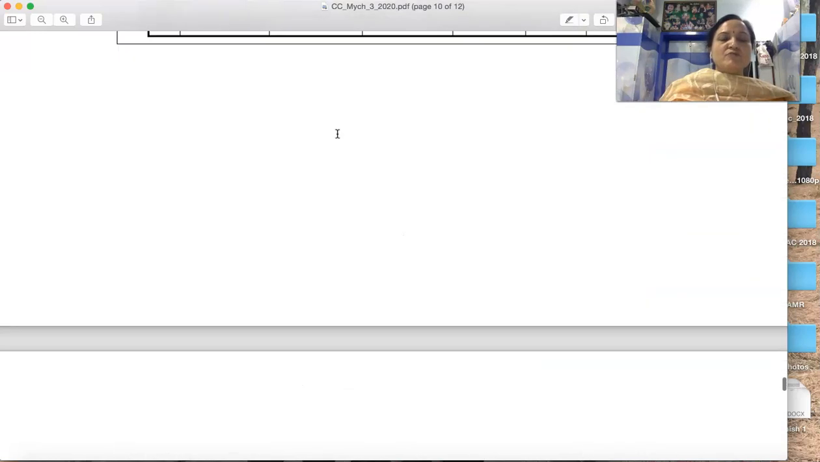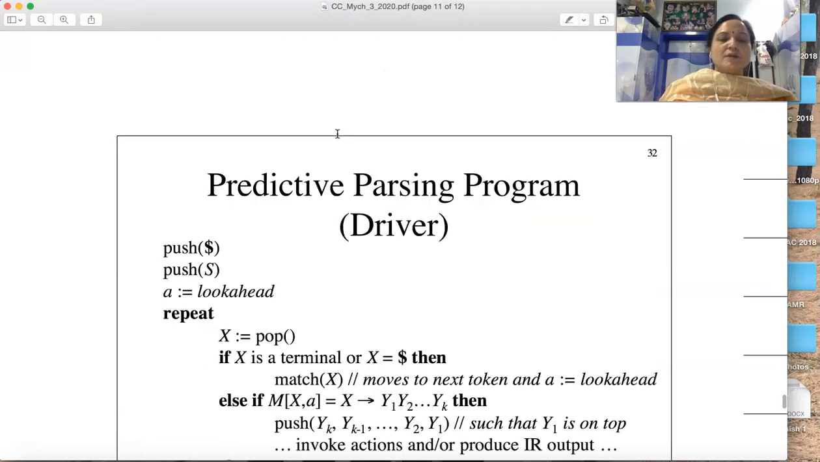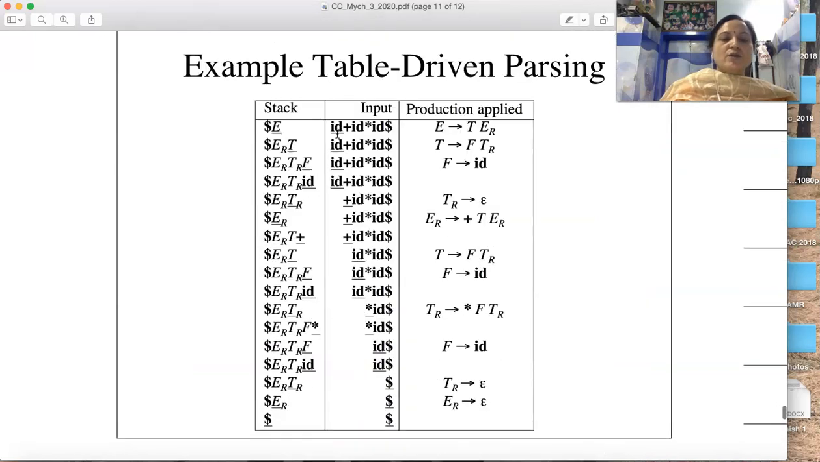So we will be pushing first the start symbol of the grammar onto the stack. So E is entered onto the stack and the buffer contains id plus id into id followed by dollar. Now see here, E and id cannot be matched because E is a non-terminal. So we have to search the parsing table. How do we search? The row index is E and the column index is id.